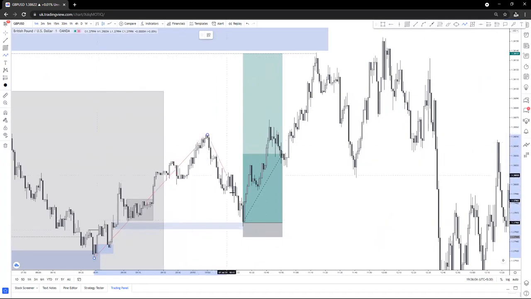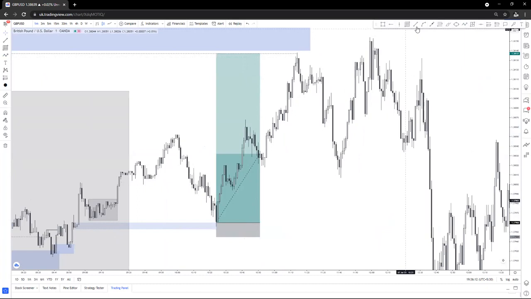Price went higher highs, higher lows, and a new higher high. I have a question. Won't this be considered a new high because we do have inducement here?